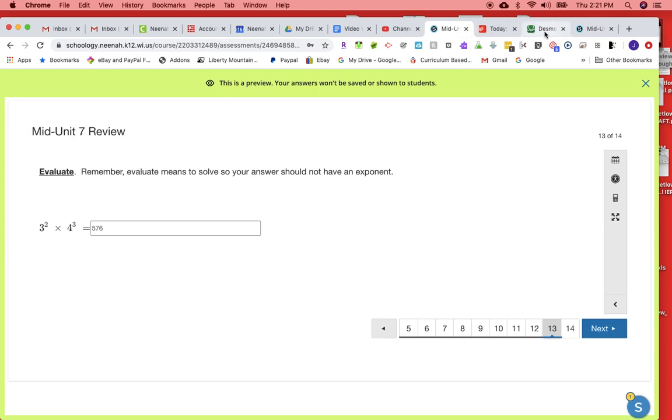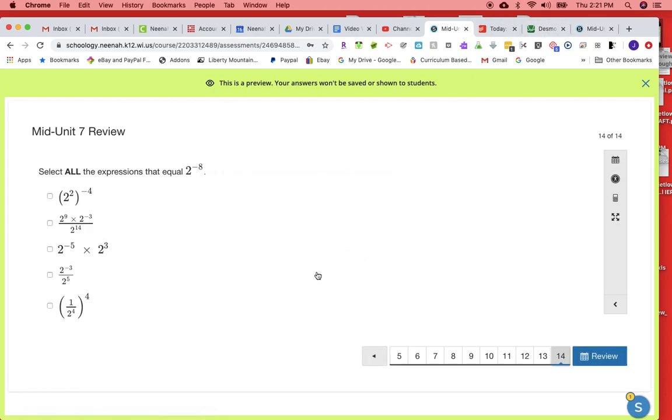And moving on to our last one. Our last one, there's 5 different problems that we need to check. It says select all the expressions that equal 2 to the negative 8th. So what we've got to do is test each one of these and see which ones are equal to 2 to the negative 8th. So we have 2 to the 2nd power all raised to the negative 4th power. When we do that, a power to a power means to multiply. Negative 4 times 2 is negative 8. So our answer would be 2 to the negative 8. Yep, that one works out. So we'll click it. We're going to select it.